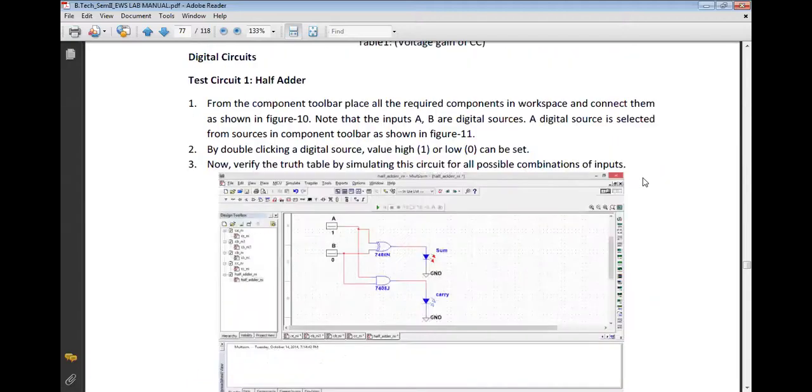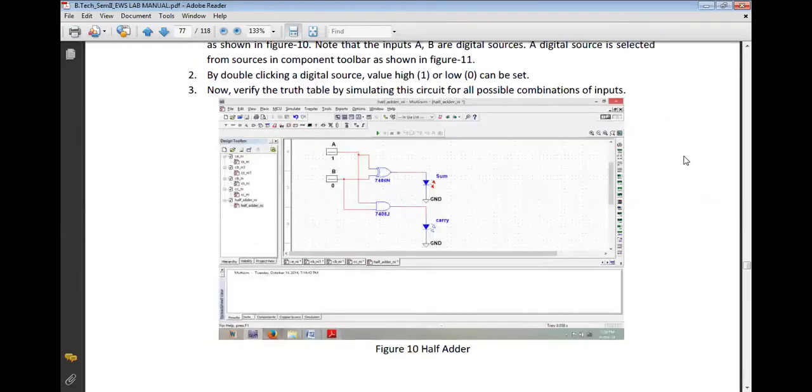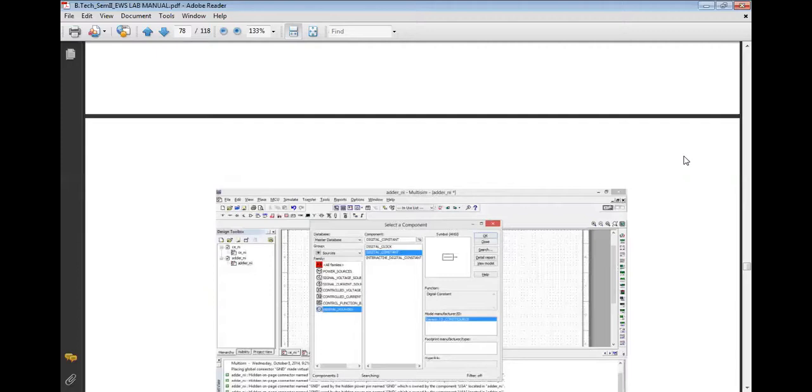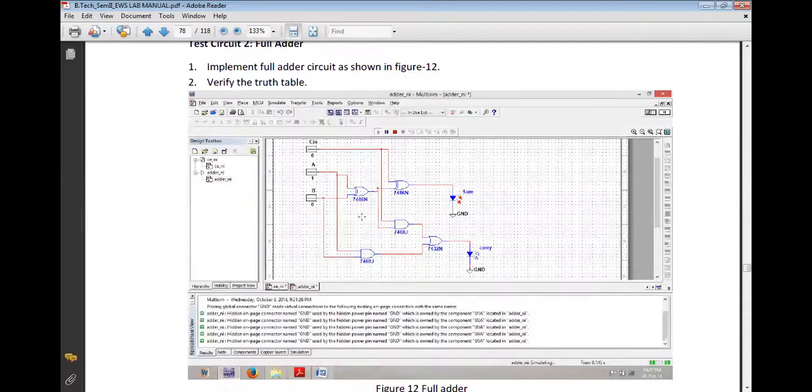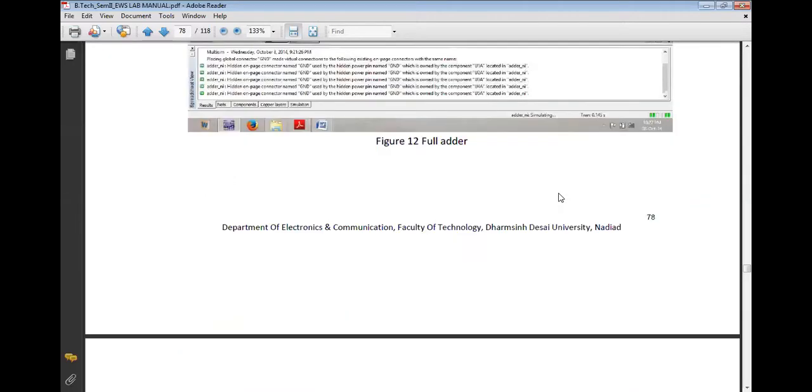And then another test circuit is a digital part, the half adder. I have already tested this, and I will show you the result on the screen, how we are going to test the half adder circuit. In the same way you can design a full adder. This is the circuit of the full adder, showing how to implement and design a full adder. In this way you can design a full adder also.